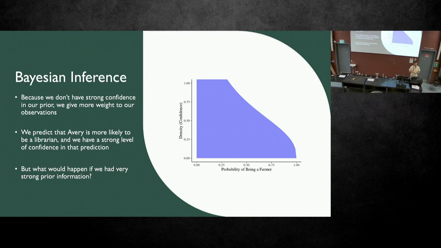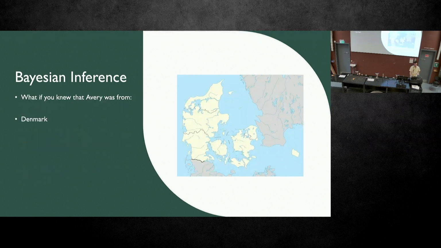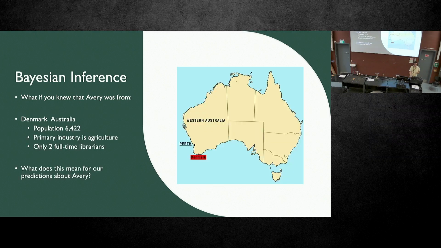But then on the other hand, what if we had very strong prior information, very strong prior assumptions? How would that change our conclusions? So I said we can't use our global statistics because we don't know where Avery lives. So what if Avery and ourselves were both living in, let's say, Denmark, in Australia?